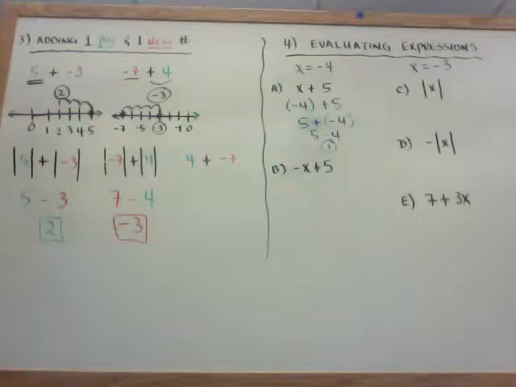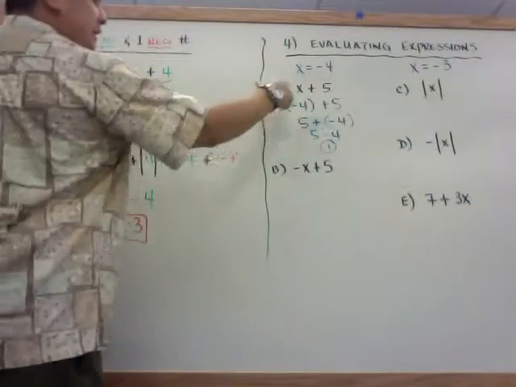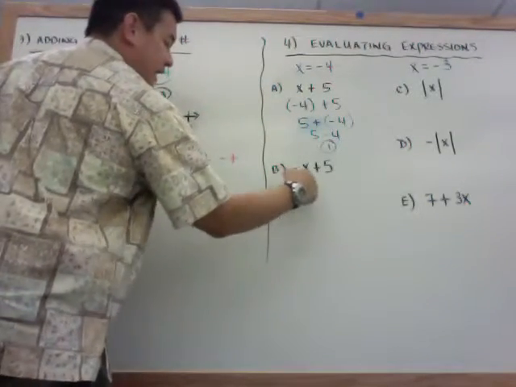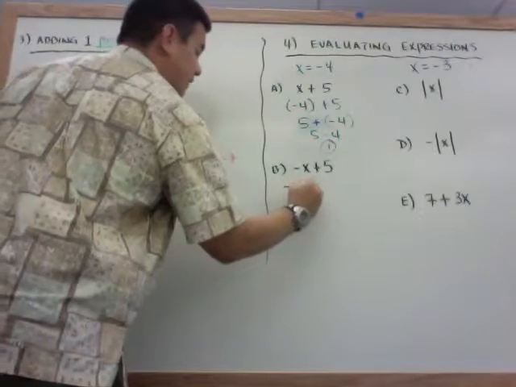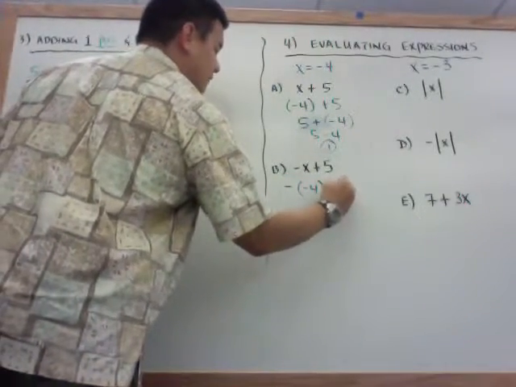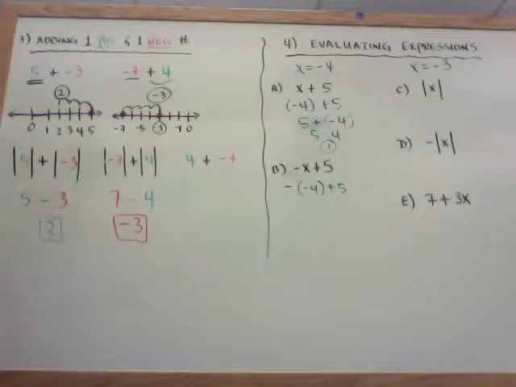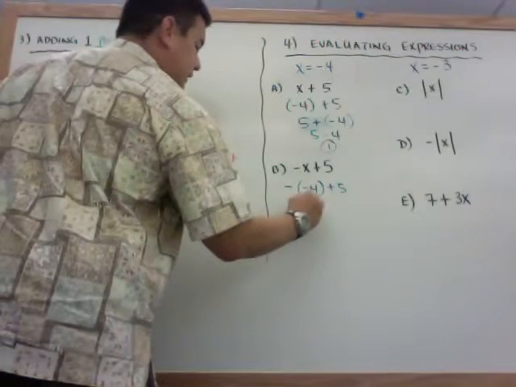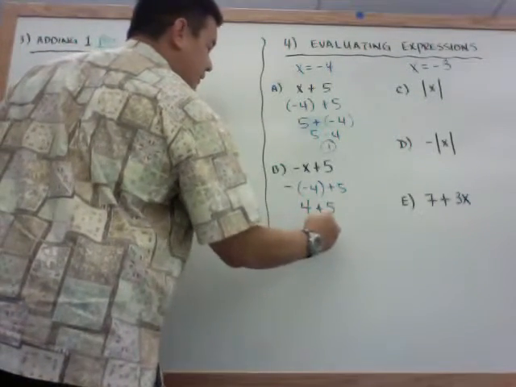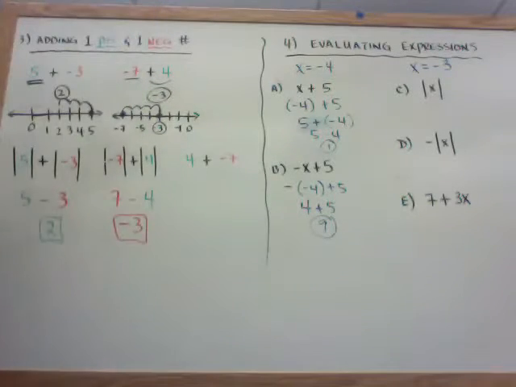Okay. And here's why you want to use parentheses when you substitute numbers in. If I have -x, it actually becomes -(-4) plus 5. And a -(-4) actually becomes a +4 plus 5, which is 9. So my answer would be 9 in that case.